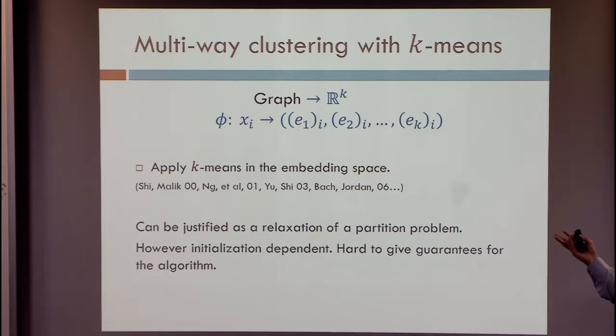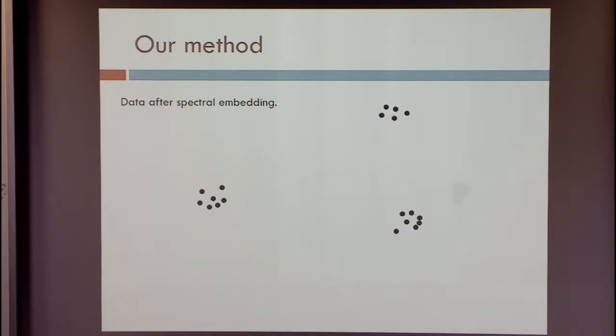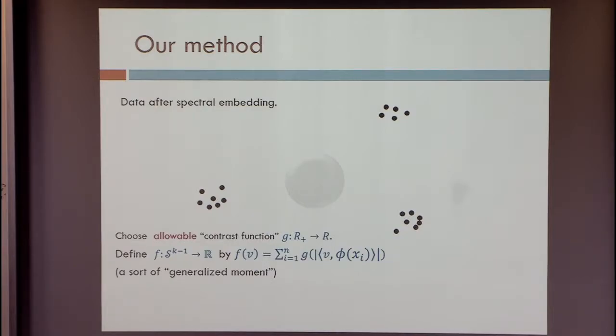However, the motivation as a relaxation of a partition problem can still be stated in this k-way version. So instead of k-means, we're proposing to do something different as a second phase of the method. This is what we propose. So this picture represents how the data could look after we embed it. And the proposed approach is the following.